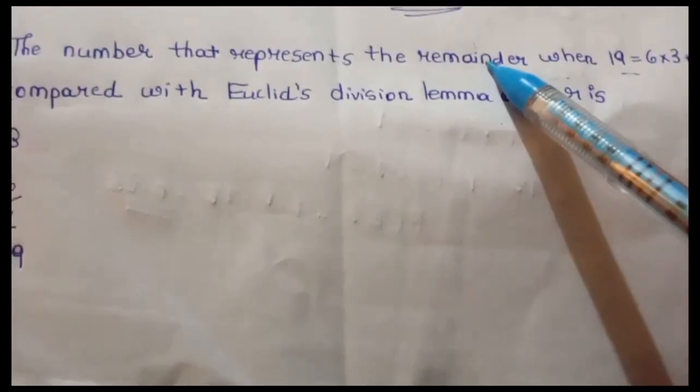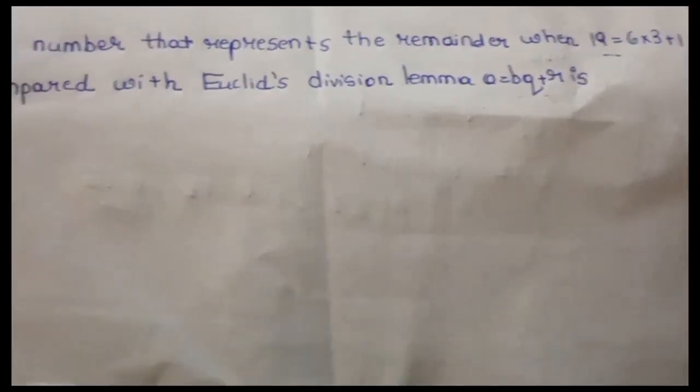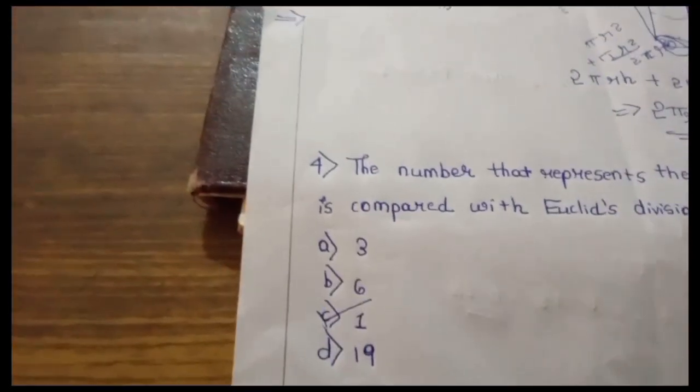We have to find the remainder. So here r is the remainder. So we get the answer as 1. The correct option is C.